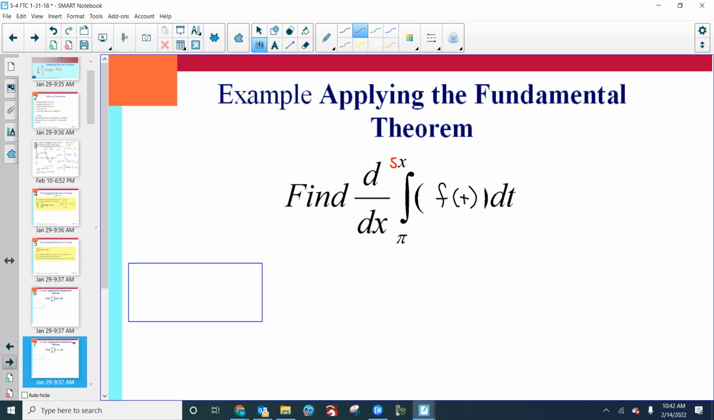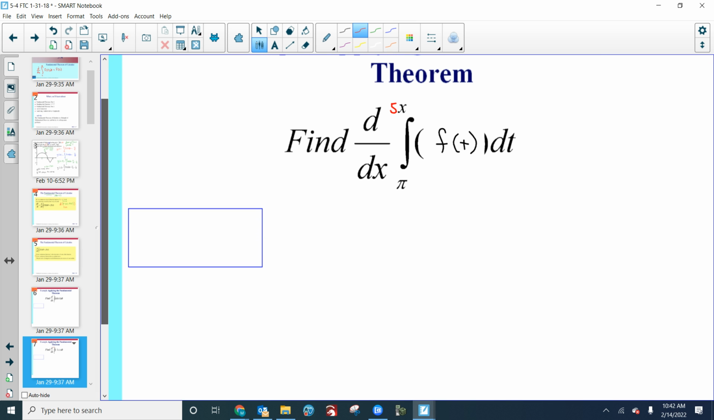Okay, let me show you. By the way, is our answer going to be an area function? No, it's the derivative of the area function. So we're going to get back to the original, but is it just f of 5x? Maybe. We'll have to see.